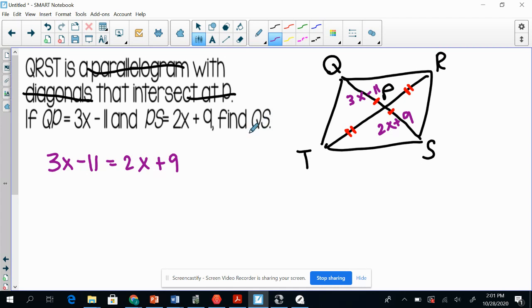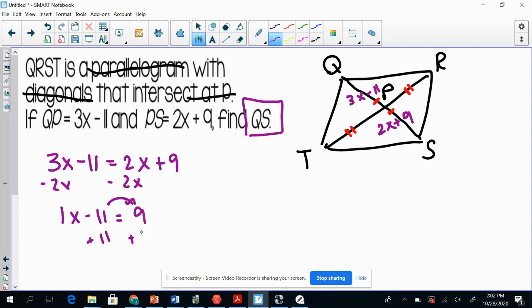Now again, go back though. When we're done with solving for x, it says find QS. So we have to be careful not to jump on that x answer. So I'm going to move my 2 over. So subtract 2 from both sides. Gives me 1x minus 11 equals 9. Add 11 to both sides. So 1x equals 20. So if x equals 20, the answer is QS, so the whole thing.